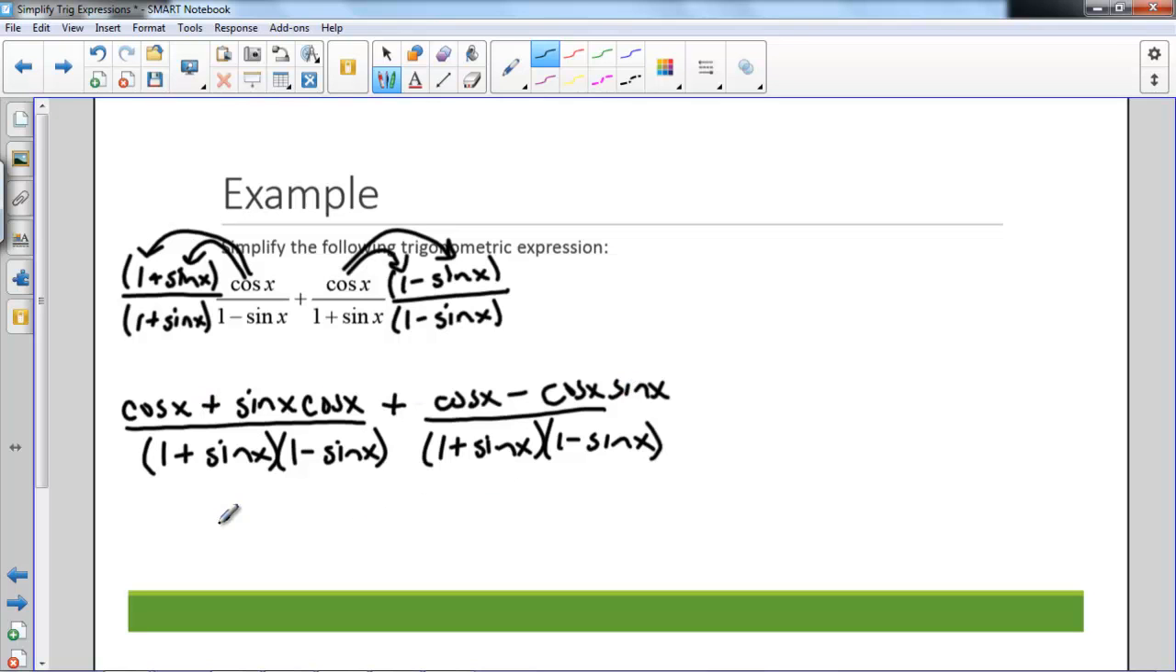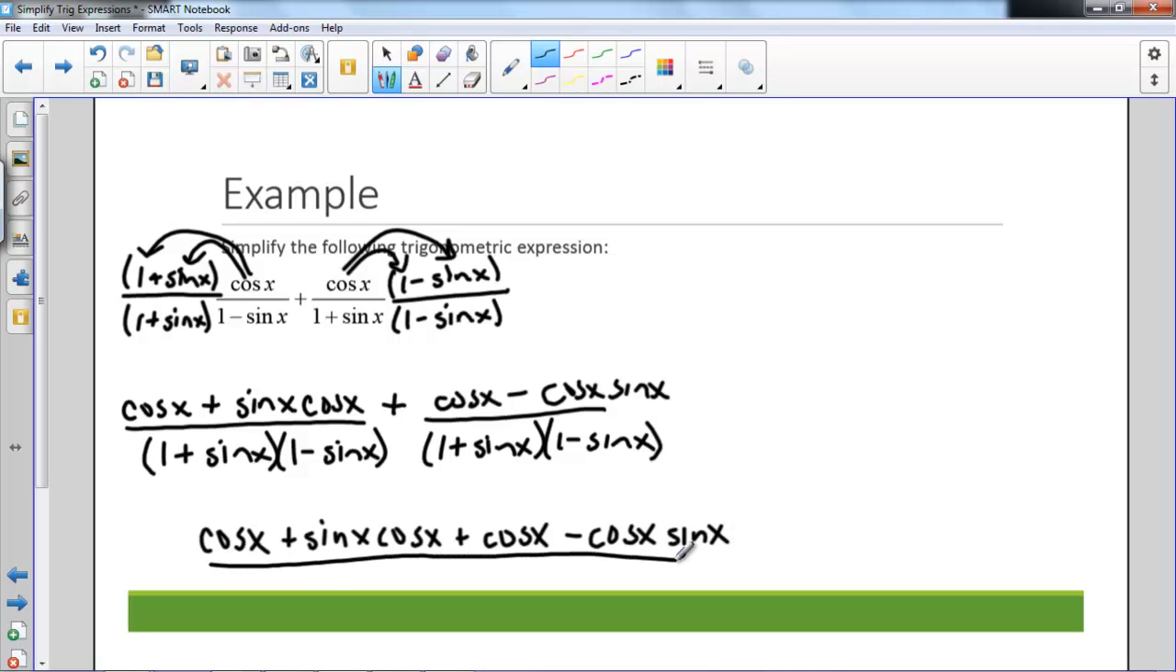one single fraction. So I have cosine x plus sine x cosine x plus cosine x minus cosine x sine x. And I'm going to go ahead and FOIL out the bottom just so we see what we have. 1 minus sine x plus sine x. Oop, that last term is going to be a minus sine squared x.